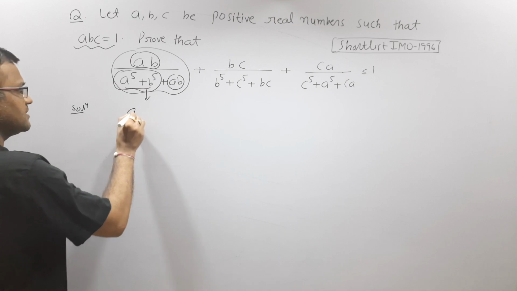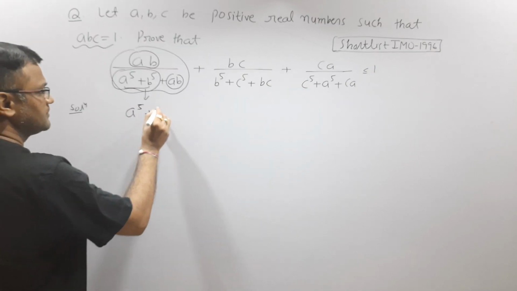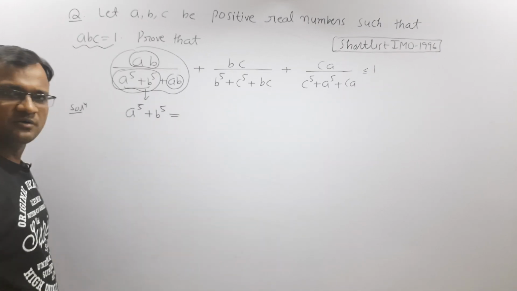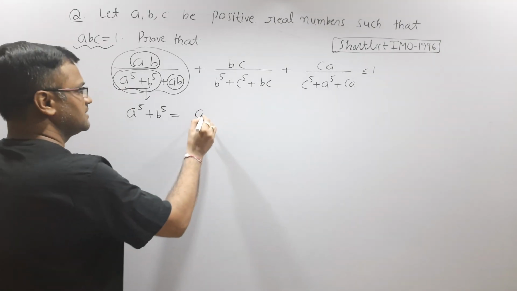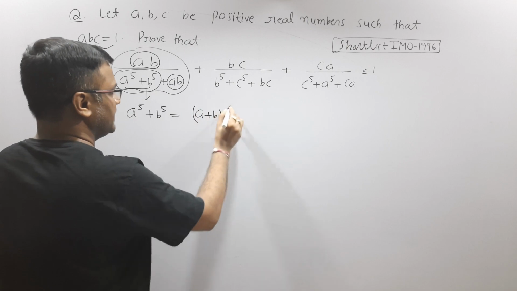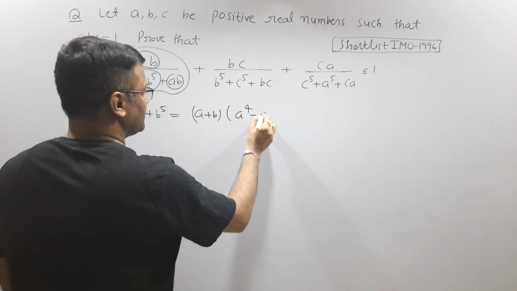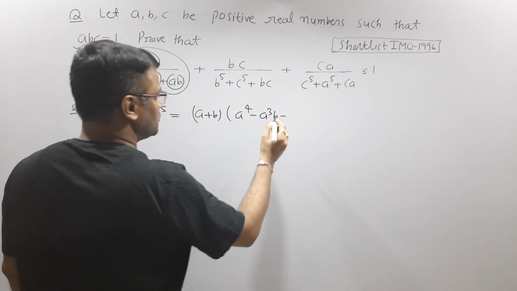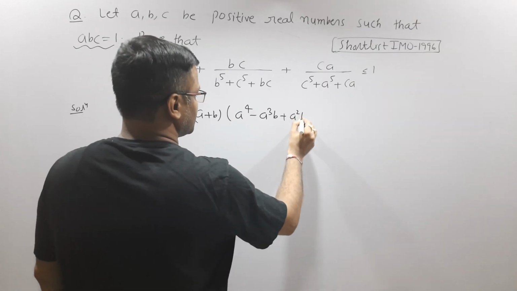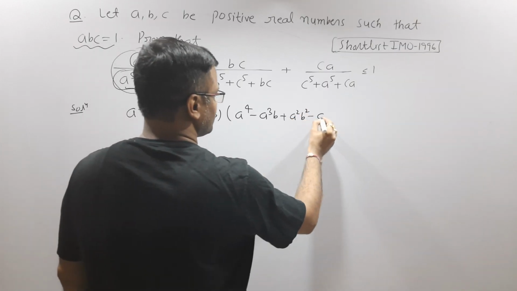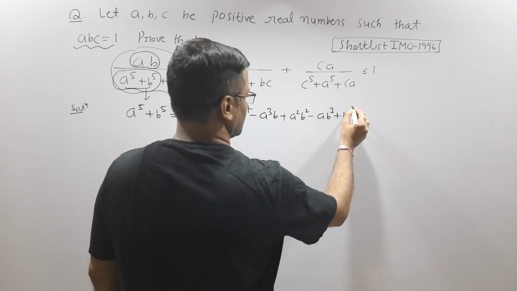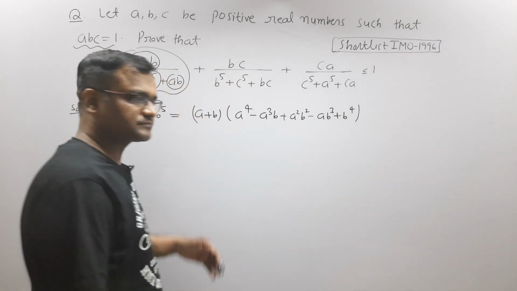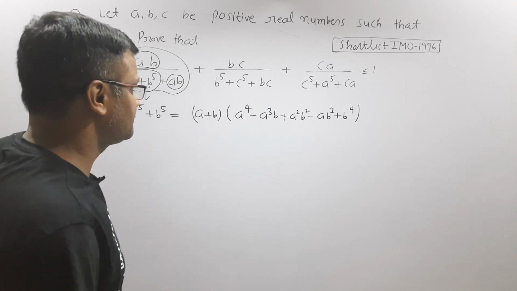We can write a to the power 5 plus b to the power 5. What are the factors of a to the power 5 plus b to the power 5? Clearly the factors are a plus b into a raised to the power 4 minus a cube b plus a square b square minus a b cube plus b raised to the power 4. These are clearly the factors.